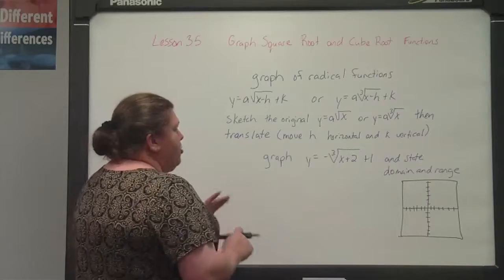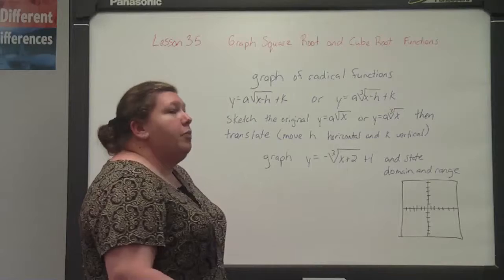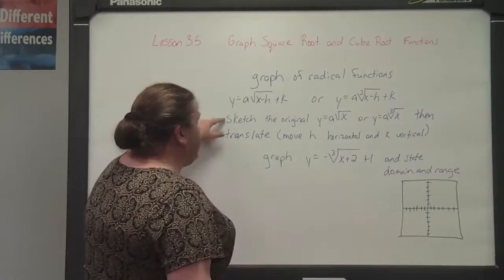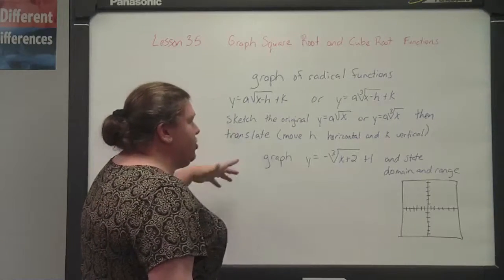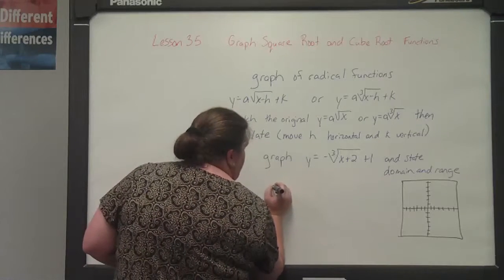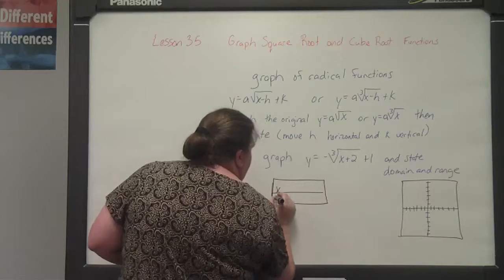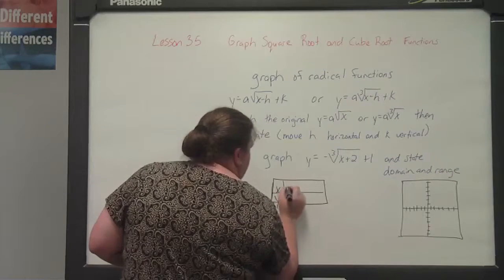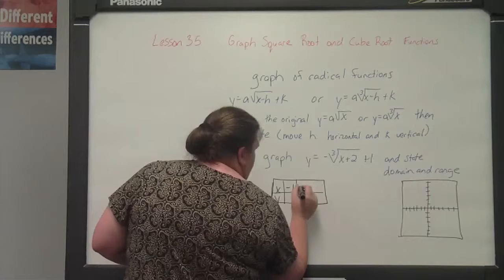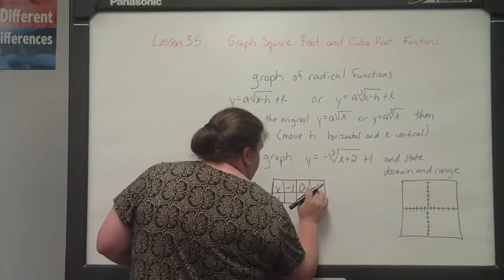So they want us to graph y equals a negative cube root of x plus 2 plus 1. But like it says right here, we want to graph the original equation. So I'm going to do an xy table, and I'm going to do my xy table with -1, 0, and a positive 1.